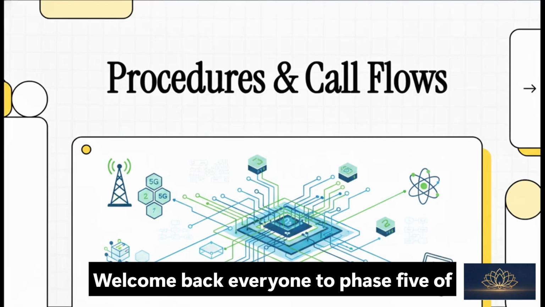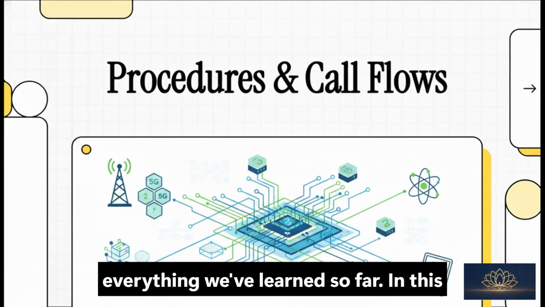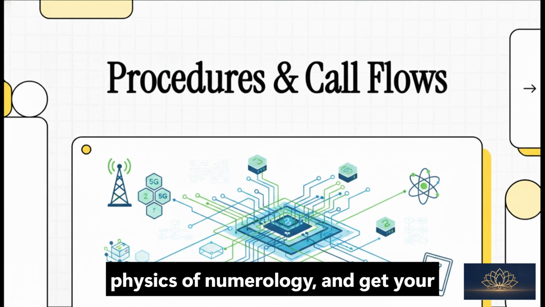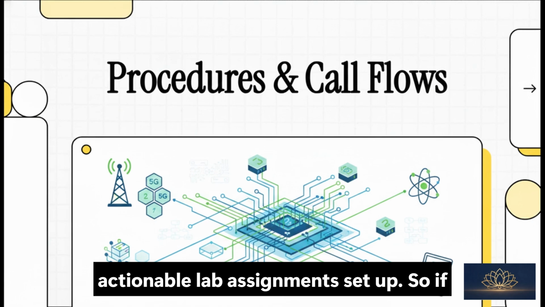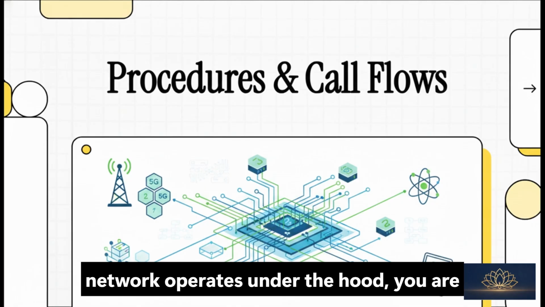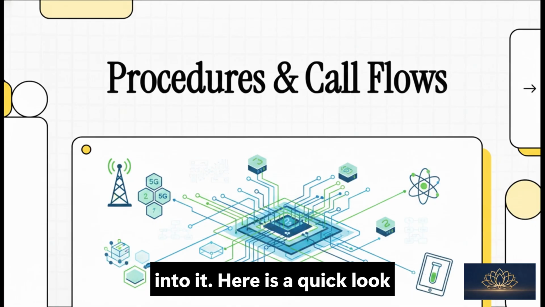Welcome back, everyone, to Phase 5 of our Advanced Masterclass curriculum. Today, we are bringing together absolutely everything we've learned so far in this explainer. We're going to trace some complex call flows, analyze the literal physics of numerology, and get your actionable lab assignment set up. So if you want to truly understand how a 5G network operates under the hood, you are absolutely in the right place. Let's get into it.